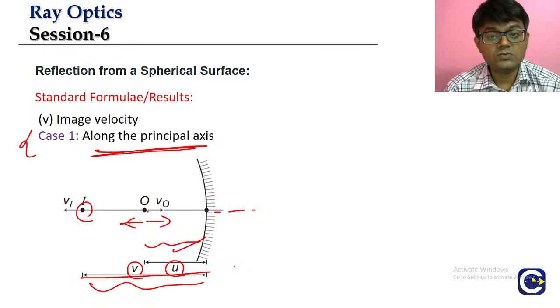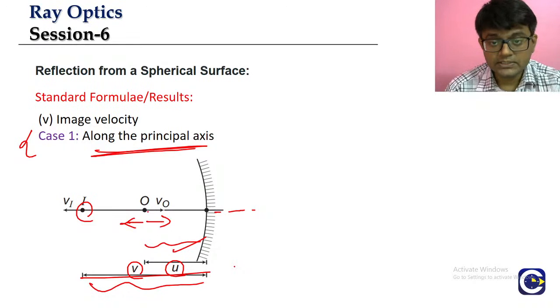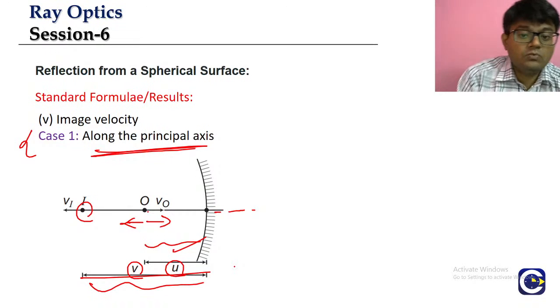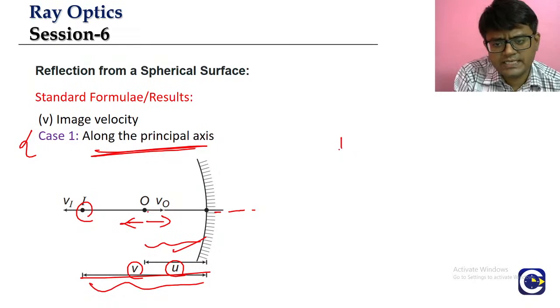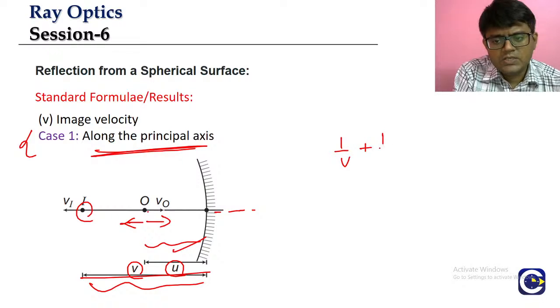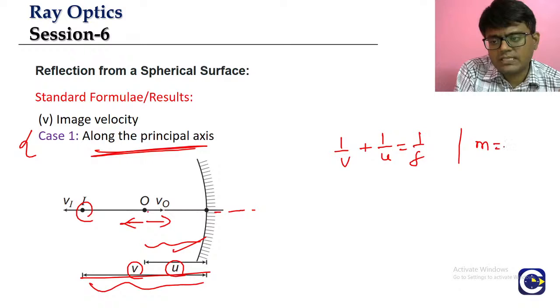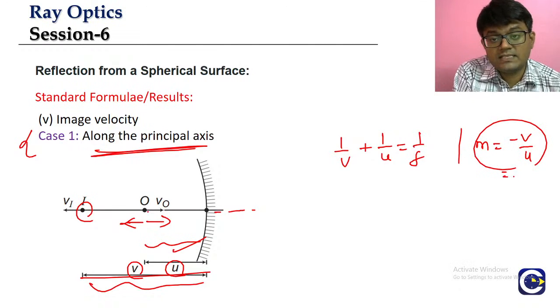So now our task is what? To relate the component of velocity of the image along the principal axis to the component of velocity of the object along the principal axis. For that, you know what we are going to start with. We have two equations. One is our mirror equation. The second equation is the magnification. What is the magnification? Minus v by u. So magnification represents the height of the image to the height of the object.